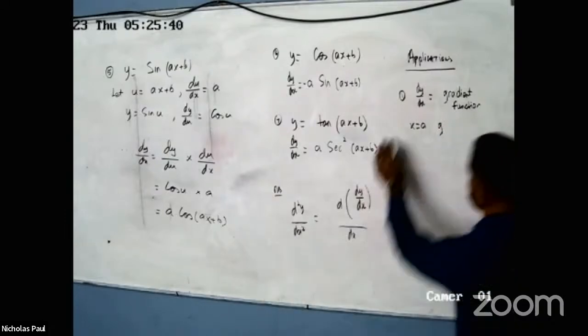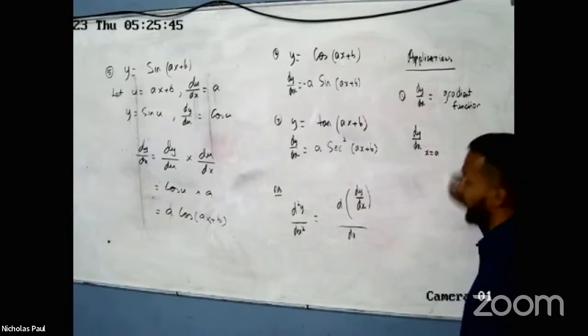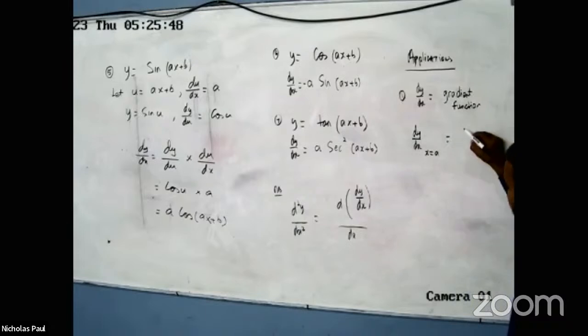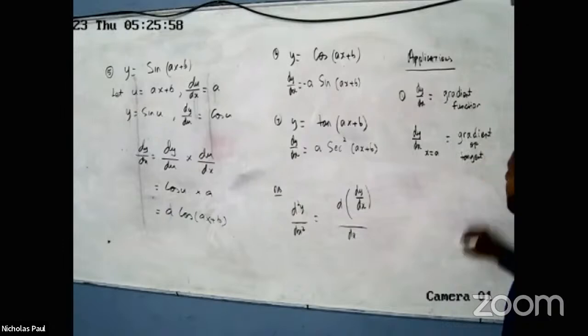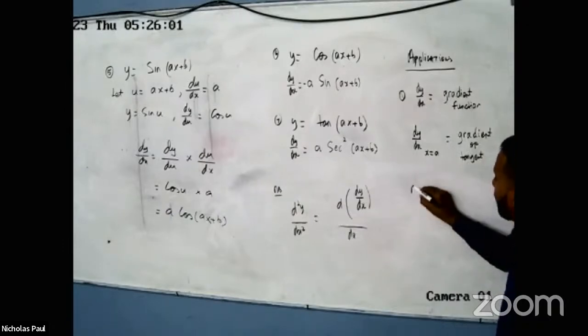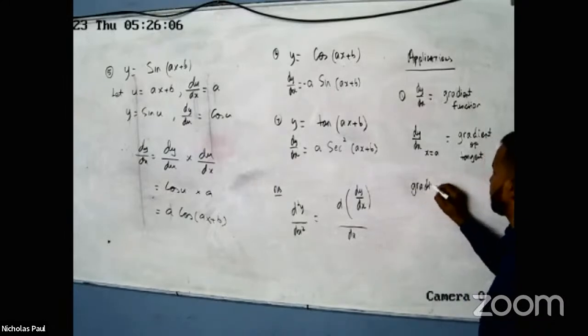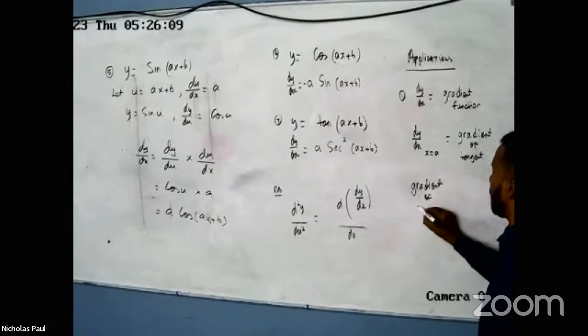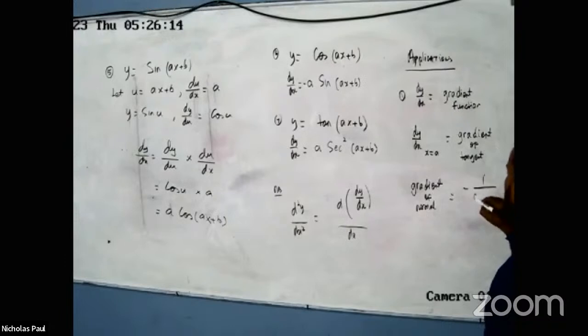And let's write this properly. When you take dy/dx and you substitute x is equal to a, you will end up with the gradient of the tangent. And for those who forget about the gradient of the normal, the gradient of the normal is equal to -1 over the gradient of the tangent.